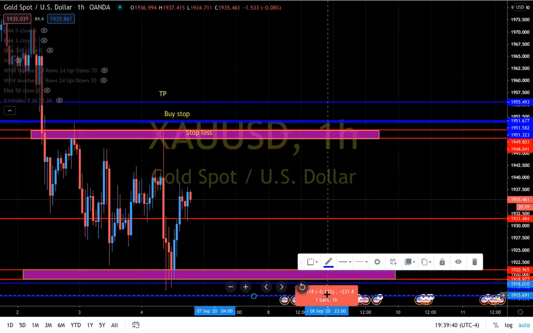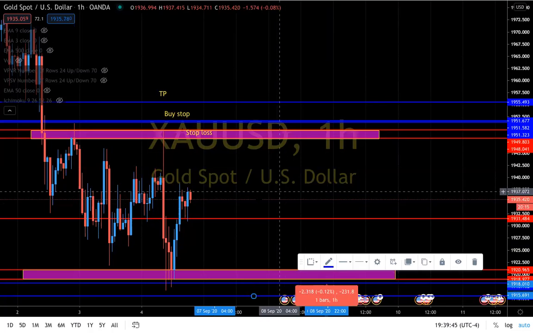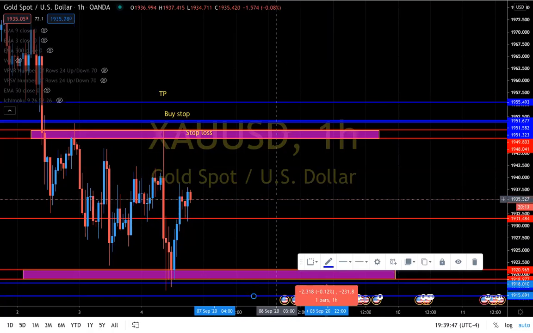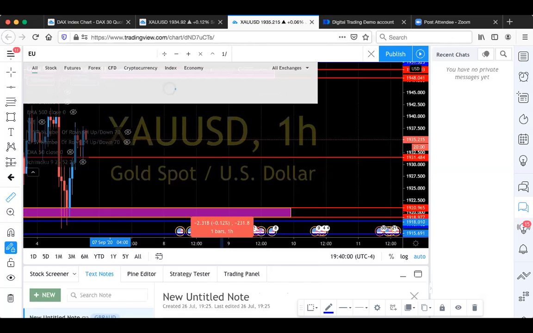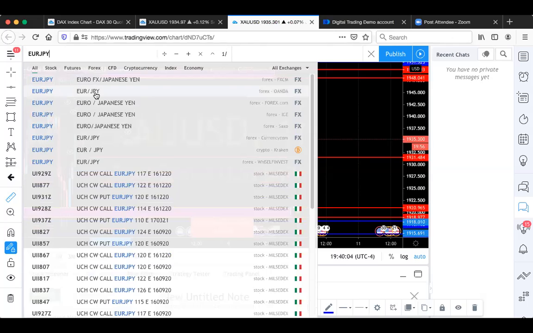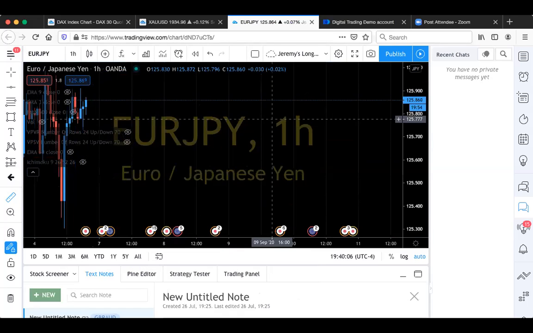Okay. All right, so that's how you find a breakout entry point, stop loss, and take profit. Here we go, look at Euro USD really quick, because Euro JPY looks like it's an inverted head and shoulders as well right now.